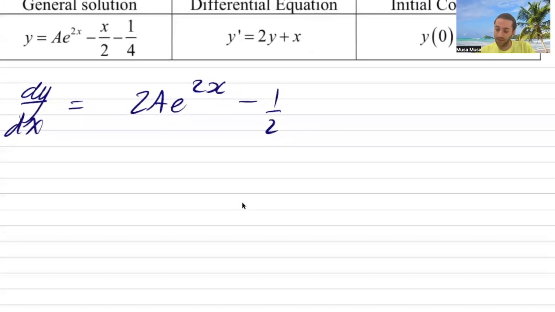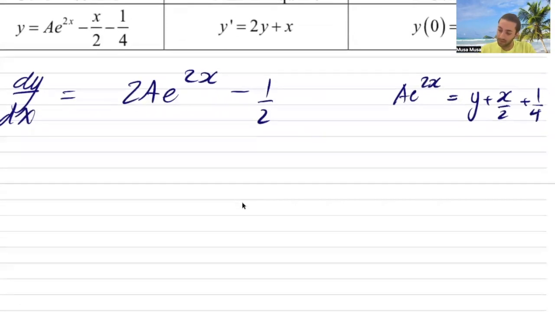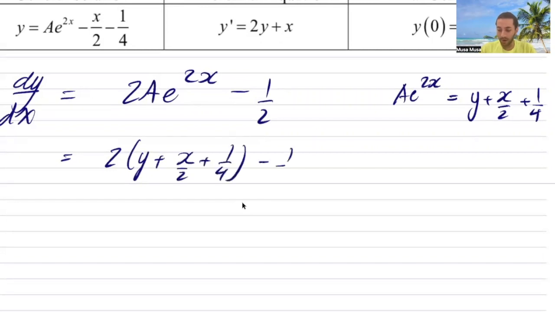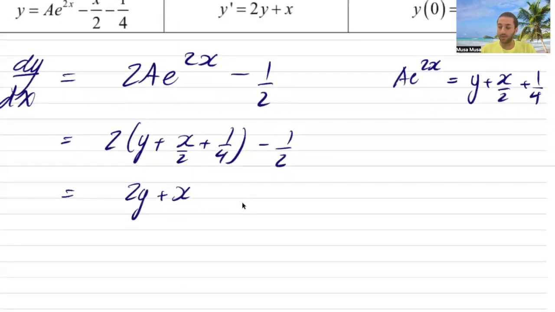So a e to the 2x is y plus x on 2 plus 1 on 4. So now this is going to equal 2 times y plus x on 2 plus 1 on 4, minus a half, which is 2y plus x plus a half minus a half, which is gone. And there we go. Wow, it wasn't that bad.